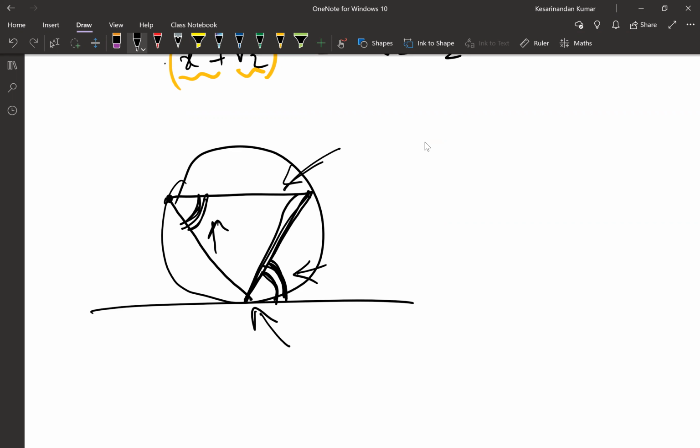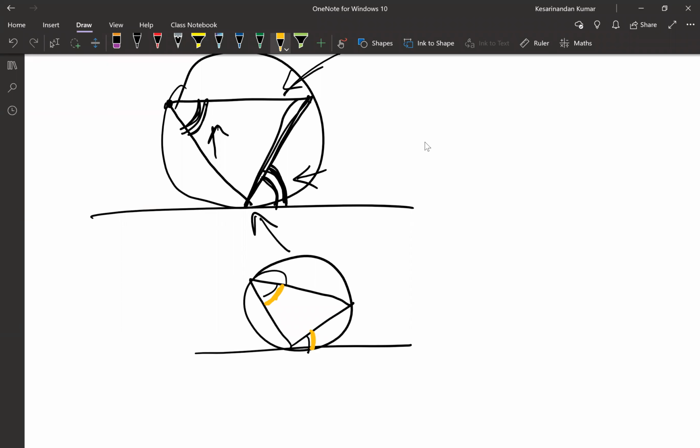This theorem is a special theorem: both angles will be the same. Yes, this angle, this and this will be the same. So this includes the part which is inside the circle as well as the remaining part which is a bit outside the circle. Yeah, the total angle between the tangent and this line.